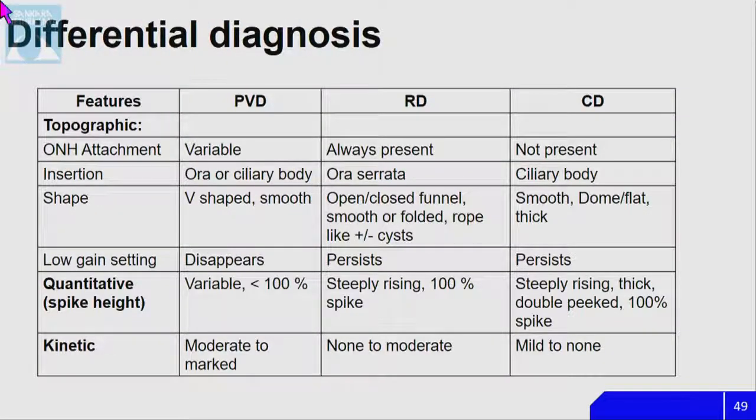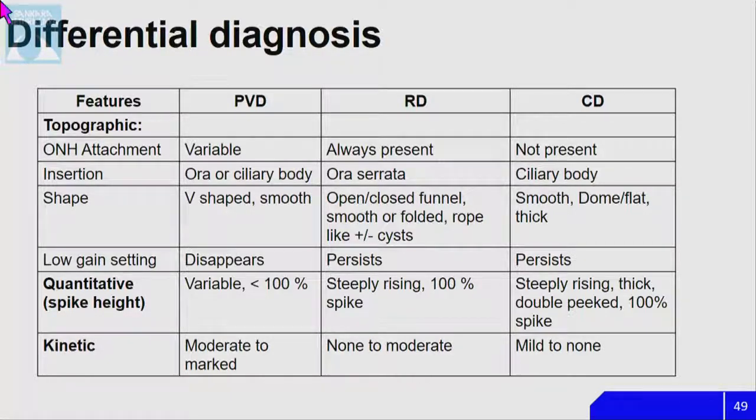The PVD, the attachment is variable. In RD, it's always present. And the insertion is in the ora serrata if it is a total RD. And it's V-shaped. It can be open or closed funnel. And here it is a smooth, thick membrane.